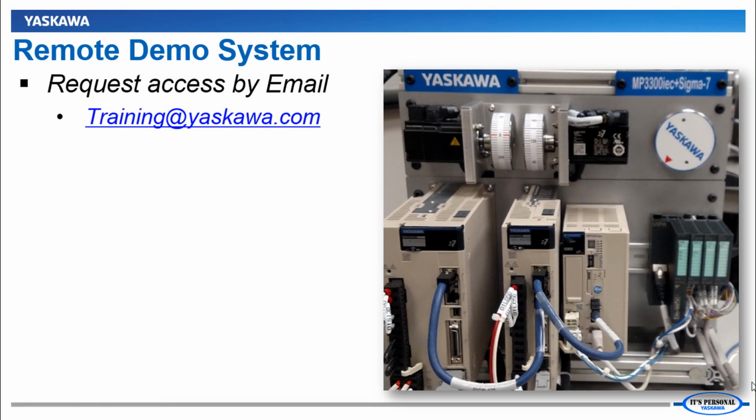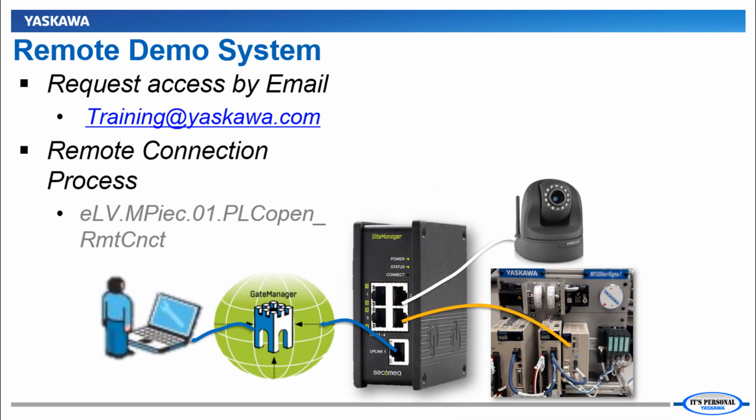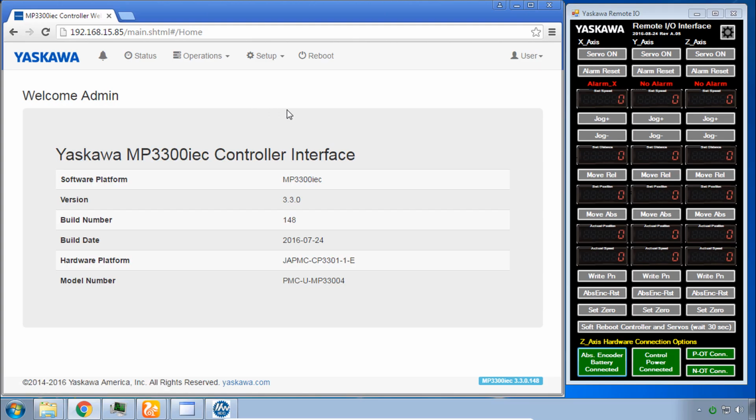To follow along in this tutorial, you'll need connection to one of our MP3300 IEC and Sigma 7 demo units. If you would like remote access to one of these demos, please request by email to training@yaskawa.com. You can see how this works in the remote connection e-learning video. And you can see here I have connection to the demo through the web UI and the remote I/O.